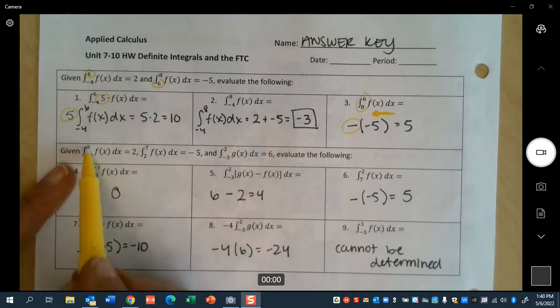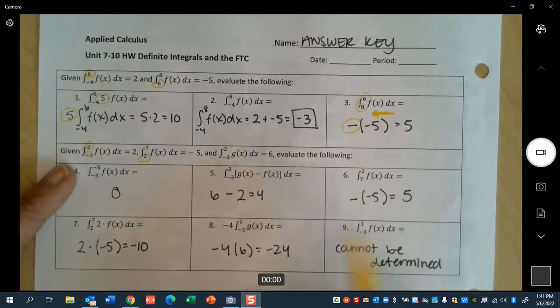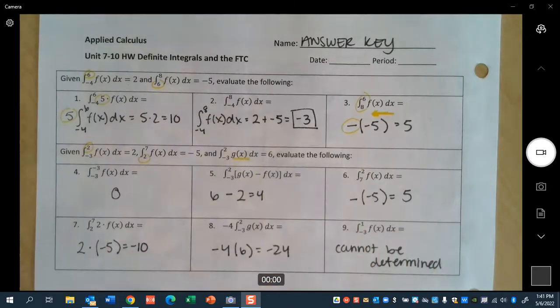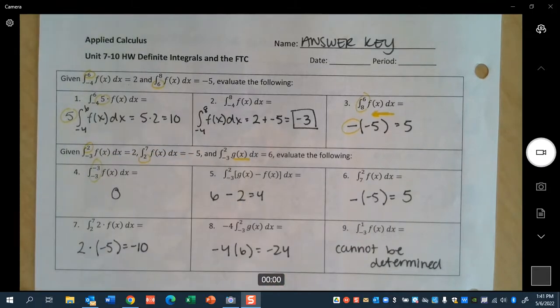Here again, I have -3 to 2, and then I have 2 to 7. Here I have -3 to 2 of a different function. So this was just like our notes. If there's no interval, one of our properties said that therefore the accumulation is 0.